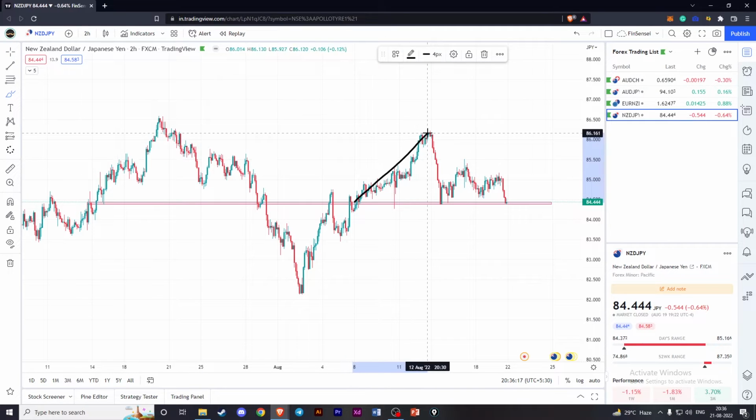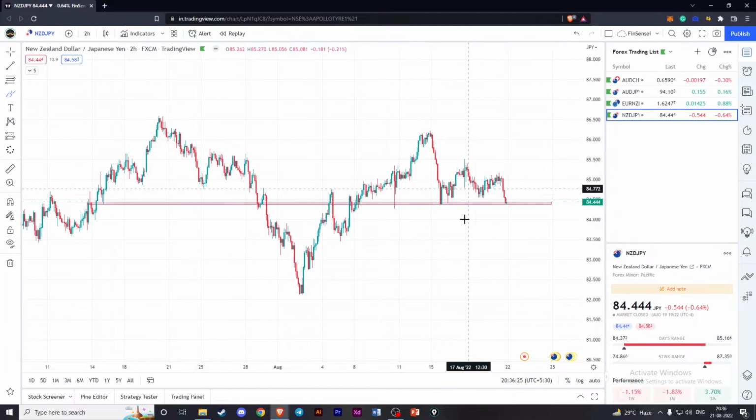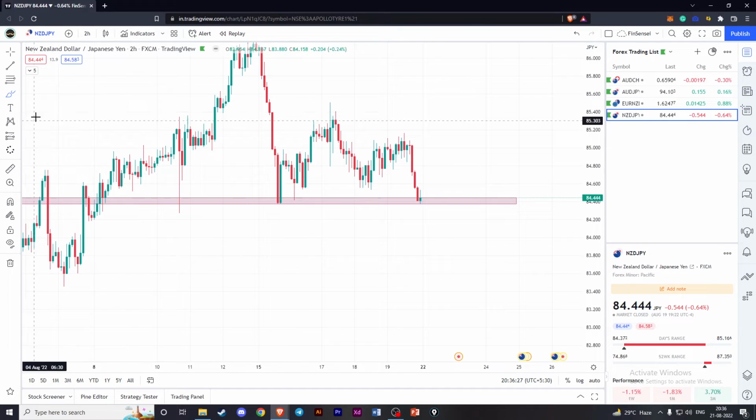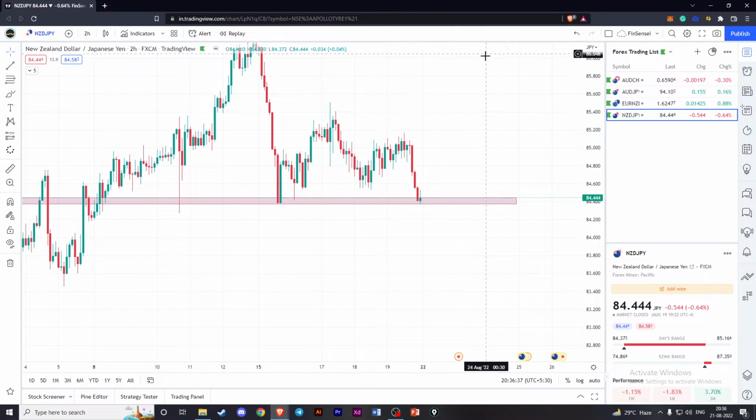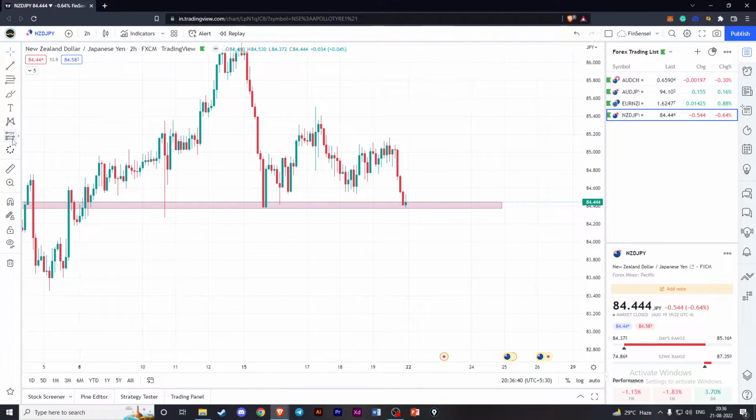Then it fell vigorously, then made a lower high, fell again and made a lower high, and currently it's near the range. We can also see a very unconventional double top pattern right here. It has just formed, and we should only plan for the bearish side, but if someone is willing to risk, then they can also plan for the bullish side as well.